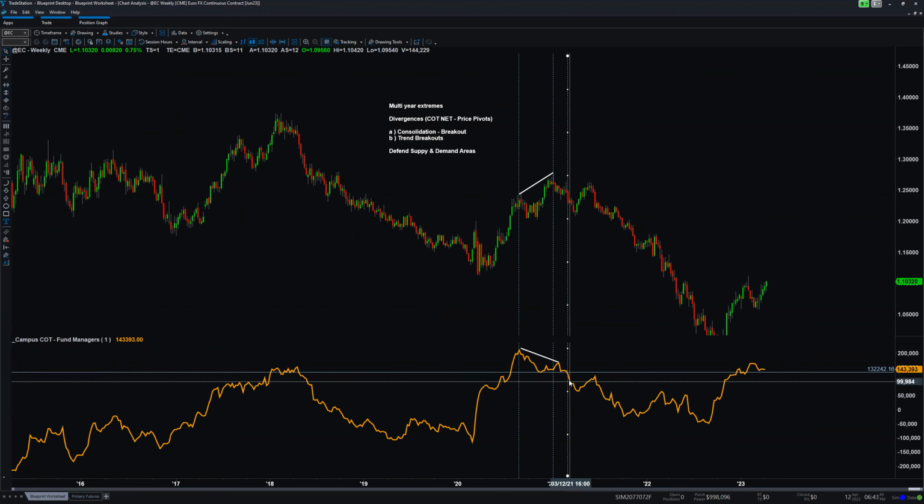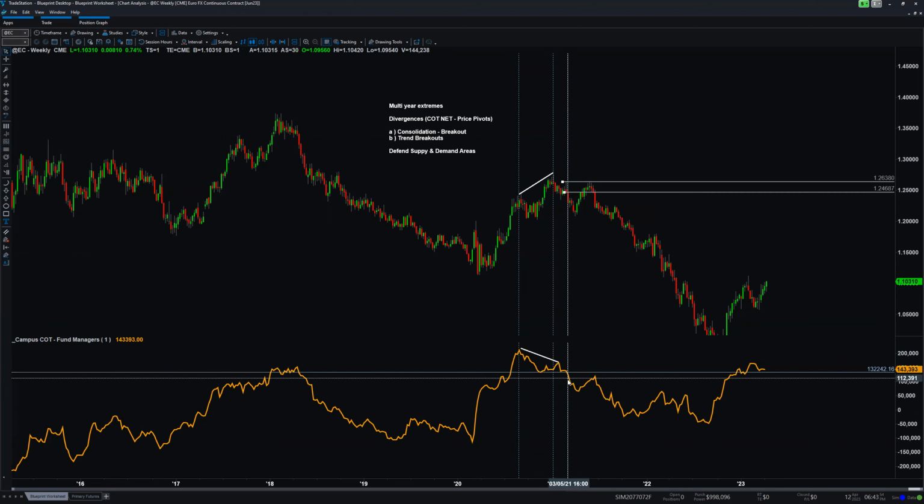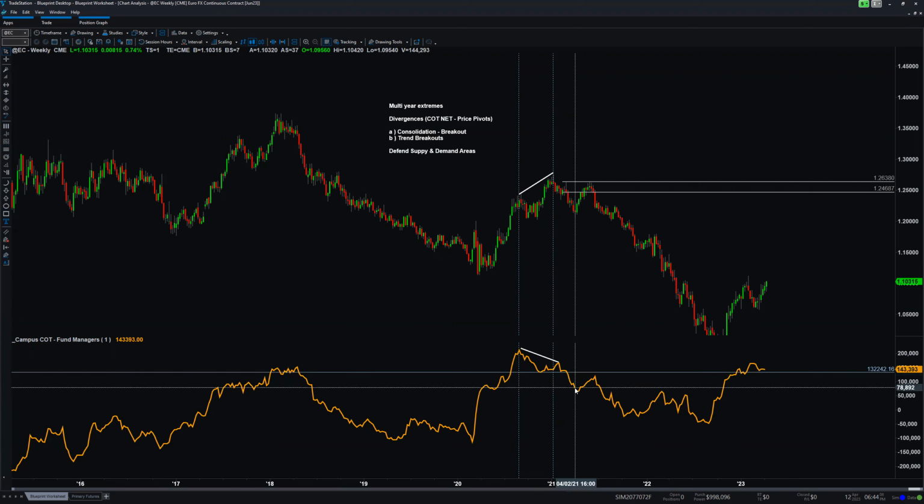At this stage, we get a breakout. What do we have created in the process? We created supply in the process. As this is breaking out, we're creating supply. How do we know that this supply is going to have willing sellers there? Well, we don't know, but we can argue that the fund managers want to defend their positions.